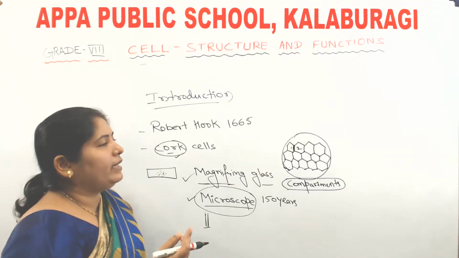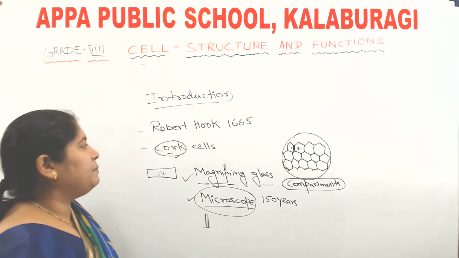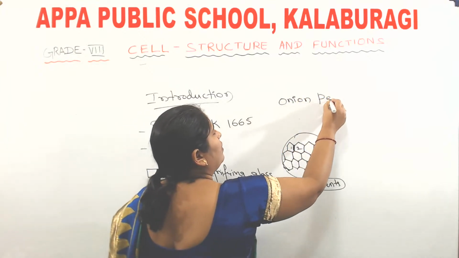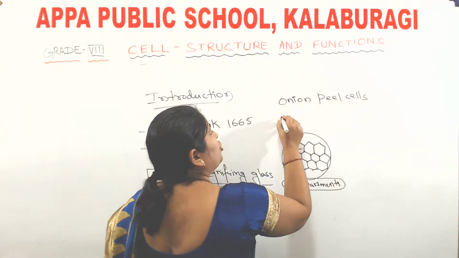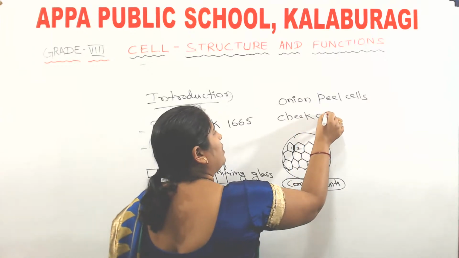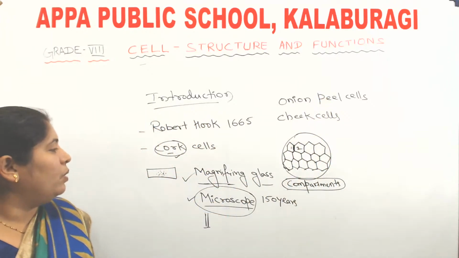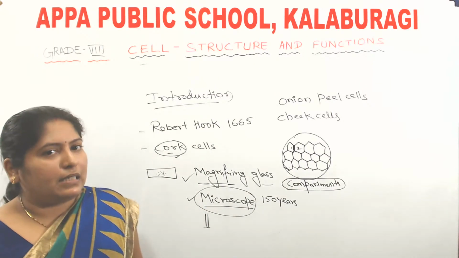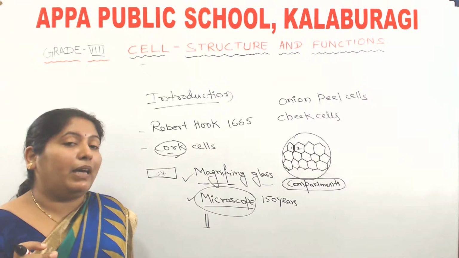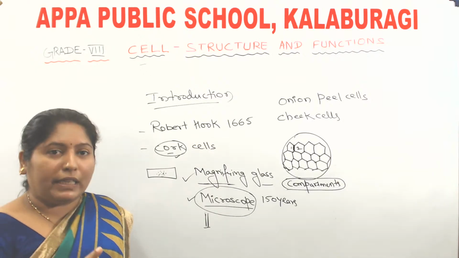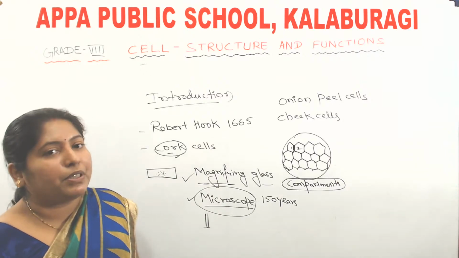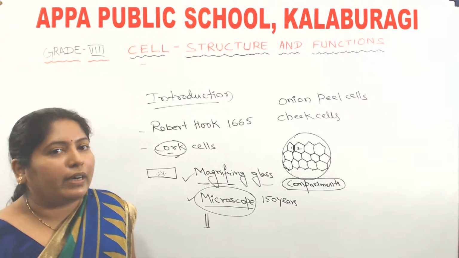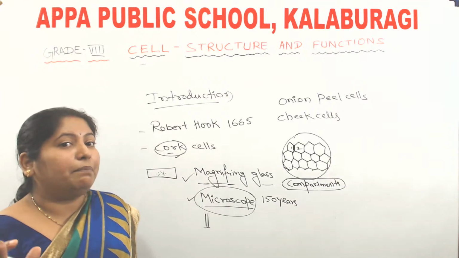They used many varieties of objects, especially onion peel cells and cheek cells. I'll tell you what these two are later. When they observed, they came to know that all living organisms are made up of cells, right? Whether unicellular or multicellular, maybe one single cell or many cells are involved in the building of that organism, but they all are made up of cells.